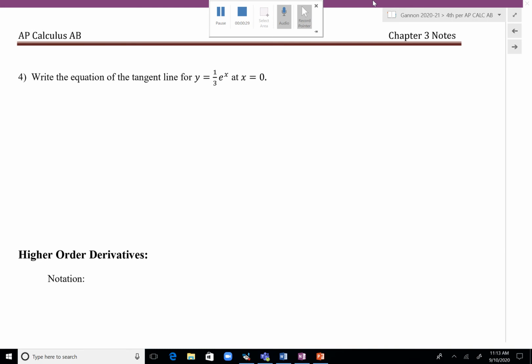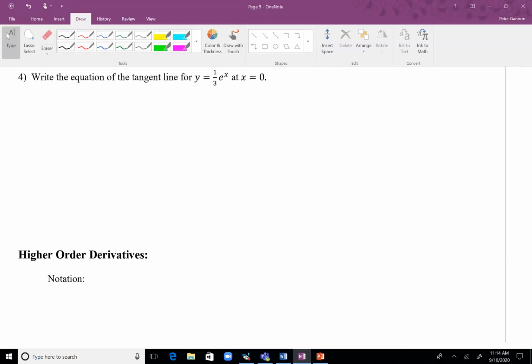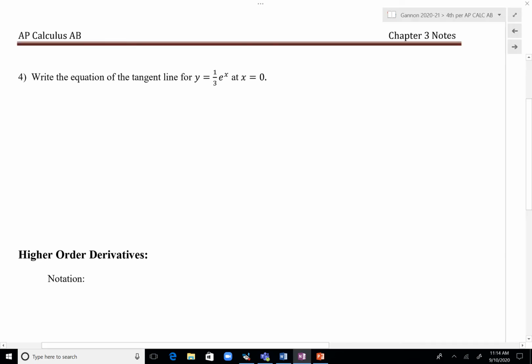So when we do that, the slope of the tangent line is going to be the derivative of the function at that point. So the first thing we're going to do in this example is take the derivative of this function. So y prime is equal to, we have a constant times a function. The constant is 1/3, and then the derivative of e to the x is e to the x.